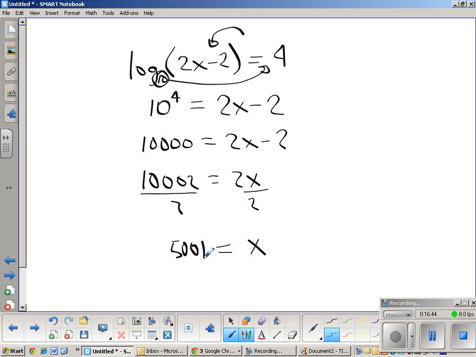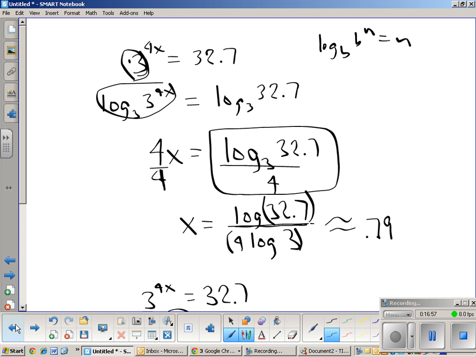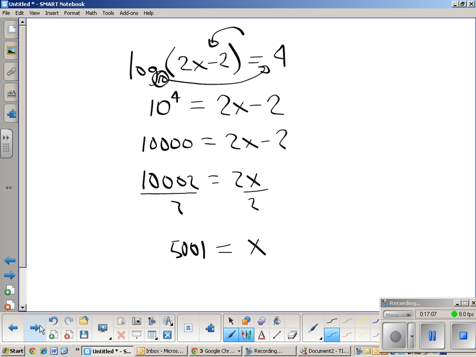So if the problem is in logarithmic form, we're going to write it in exponential form to solve. Okay? If it's an exponent we're solving for, so it's an exponential form, we're going to take the log of both sides to solve. Okay?